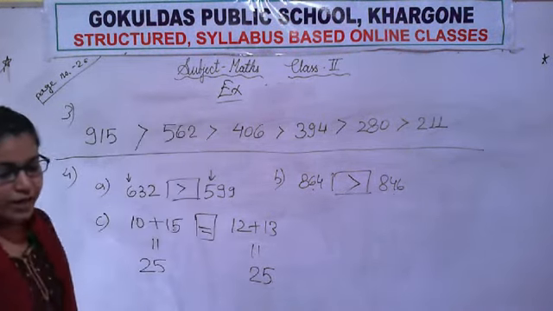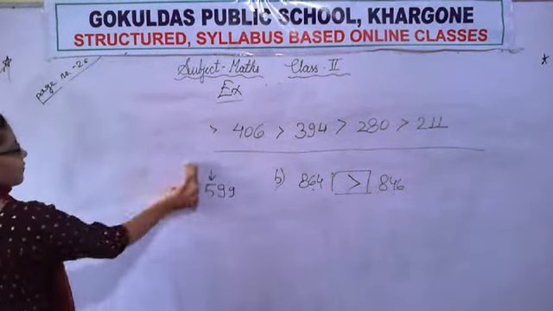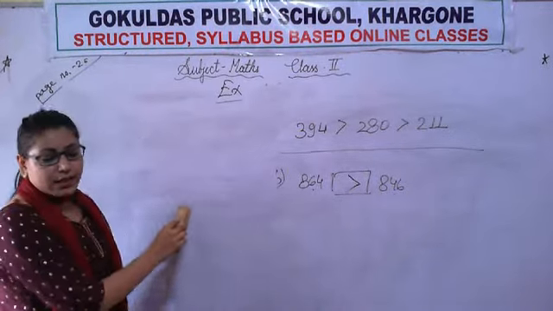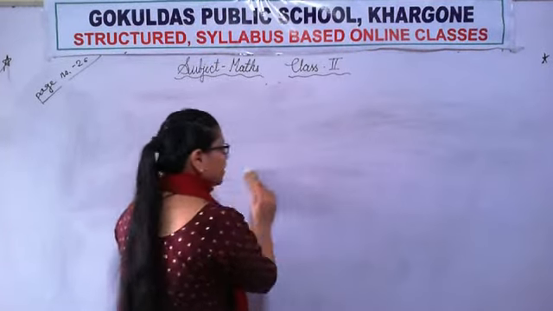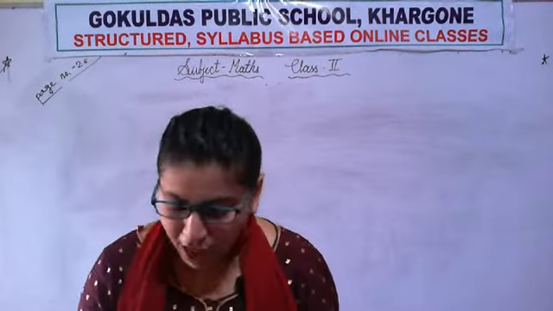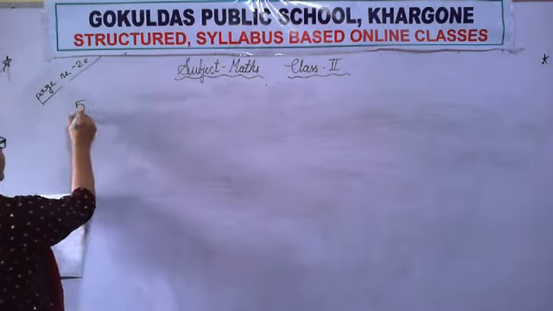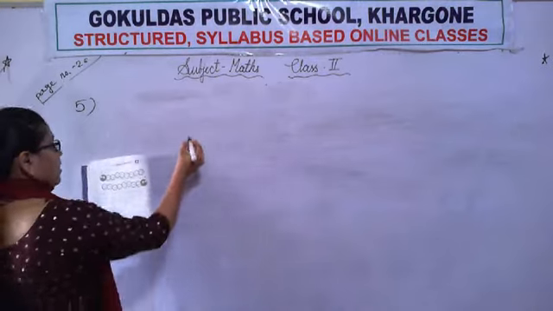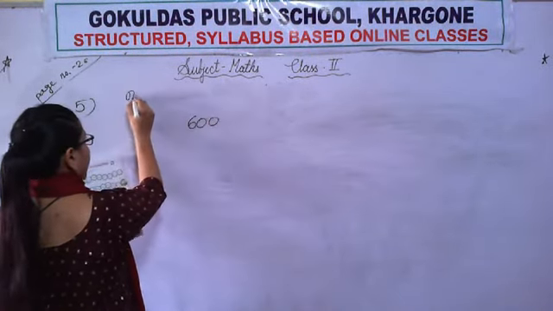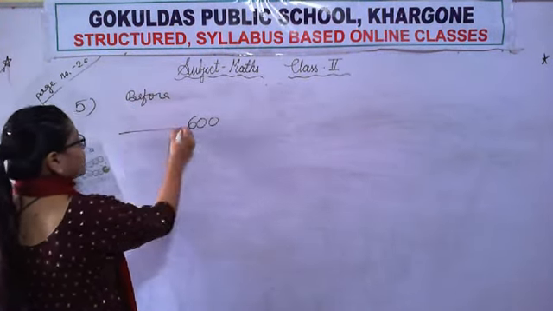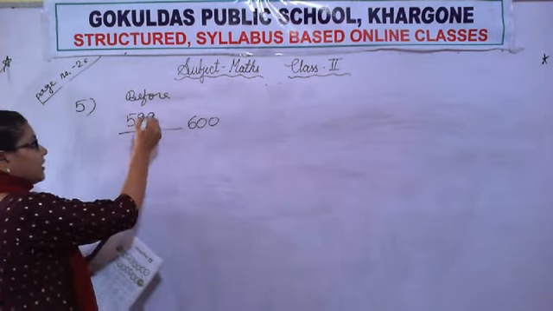Now the last question. Fill in the blanks. All these revision questions you will do on your own and later check with my answer. It's revision. Now the last question is we have to write the before, after and between numbers. For 600 we have to write the before number. What comes before 600 is? Very good. 599.